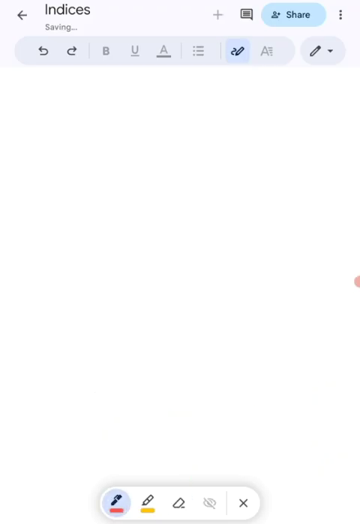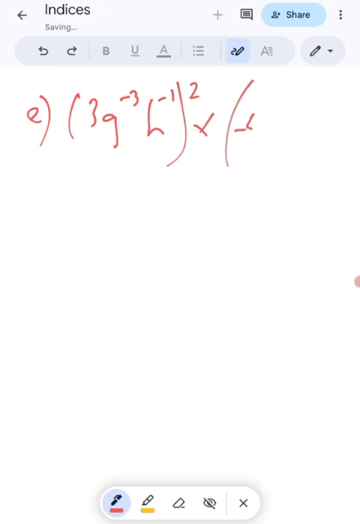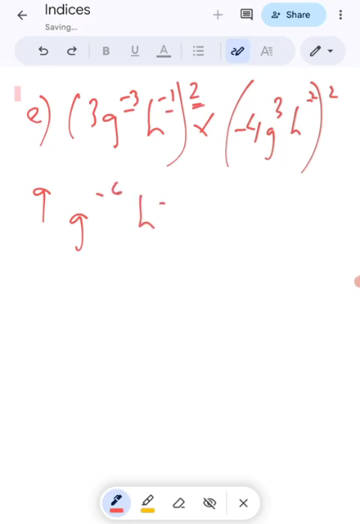The next question states that 3g raised to the power minus 3 h raised to the power minus 1, outside there is a 2, multiplied by bracket minus 4 g to the power 3 h to the power minus 2, and there is a power outside of 2. Okay, now 3 squared means a 9. Okay, g minus 3 multiplied by a 2 means a minus 6, and h minus 1 multiplied by a minus 2 means a minus 2.